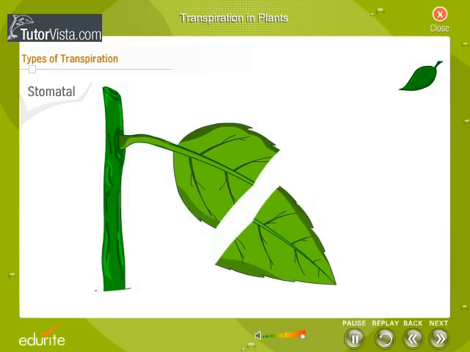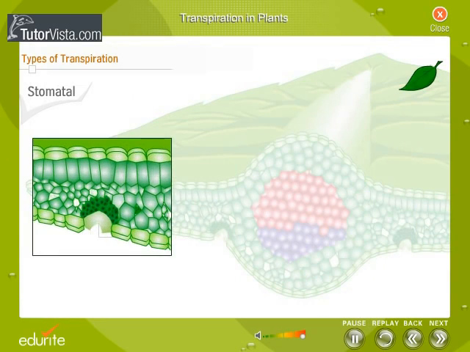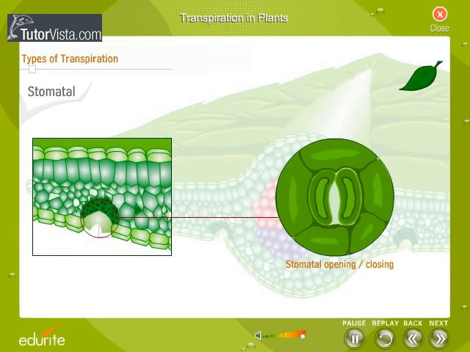Stomatal transpiration. Stomata are openings on the leaf surface through which transpiration takes place. The stomata are surrounded by guard cells which help the stomata to open and close.